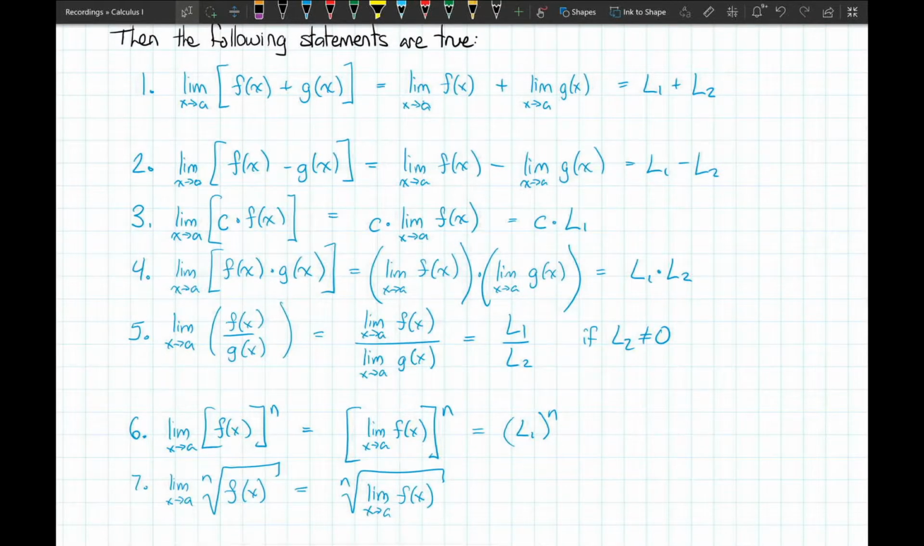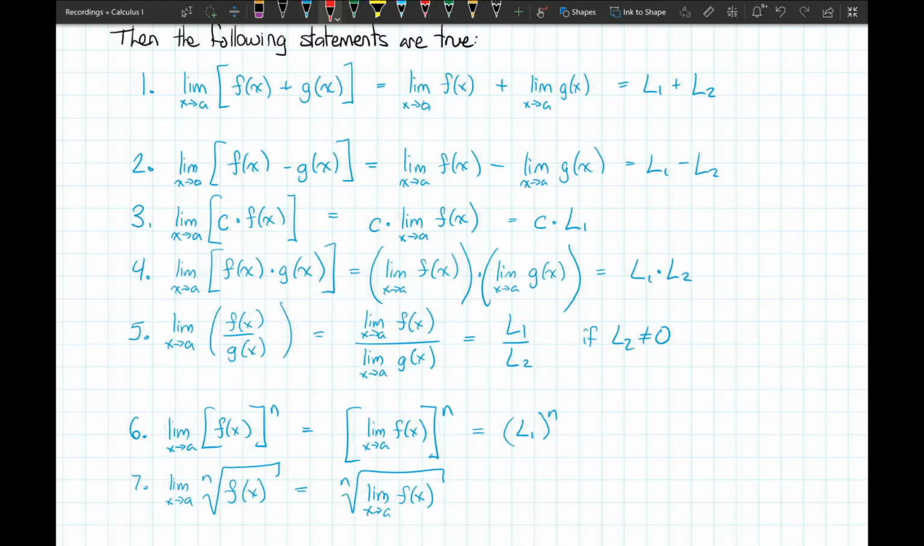Now, 6 and 7 are very much related. In number 6 here, it's essentially an extension of multiplication of multiple functions. In this case, we just have a power of f. If we have any sort of power of a function whose limit exists, take the limit of the function, take the result, and raise it to the power, which is great.